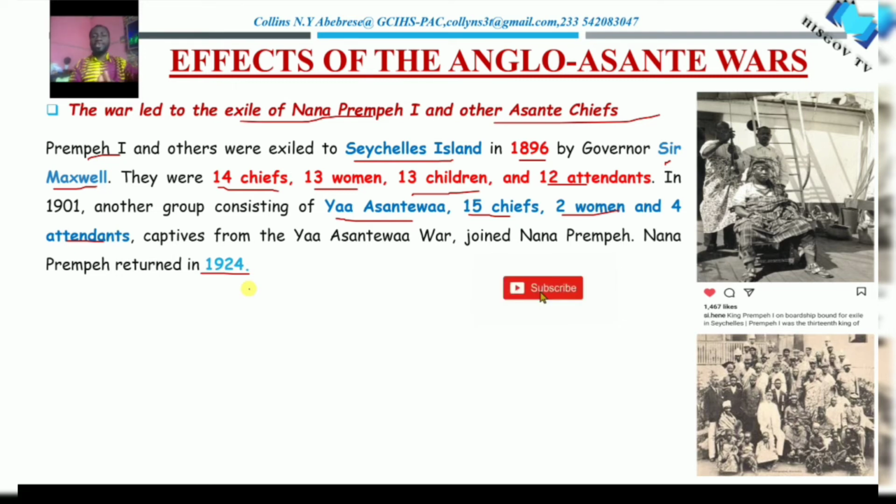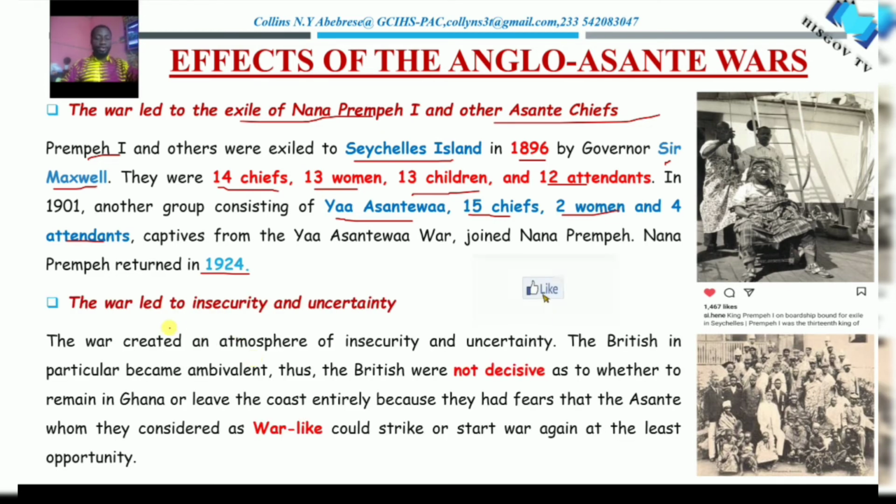So that was also one effect of the various Anglo-Ashanti wars. After the war, they captured some of the Ashanti leaders to Seychelles Island in exile. And so today, if you go to the Seychelles Island, there is a whole community of descendants of these Ashanti people. The Ashantihene went there some time ago to pay a visit.